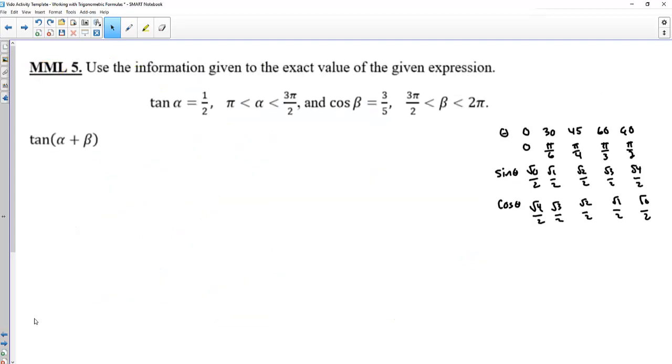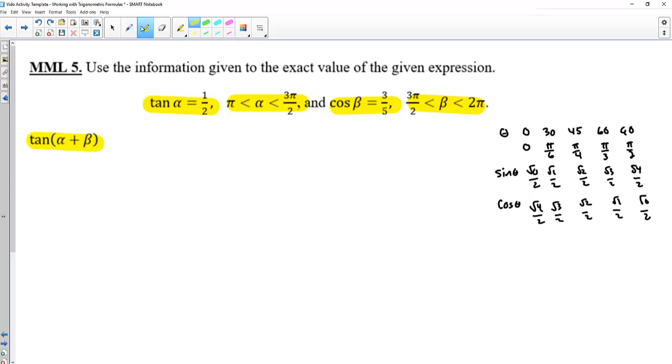And so the next problem, it's just like the problem from your MyMathLab assignment number 5. We want to use the information given to find the exact value of this given expression. So you have tan of alpha equal to 1/2, and we know alpha is between pi and 3 pi over 2. And we know cosine of beta is equal to 3/5, and beta is between 3 pi over 2 and 2 pi. And so we want to find tan of alpha plus beta.